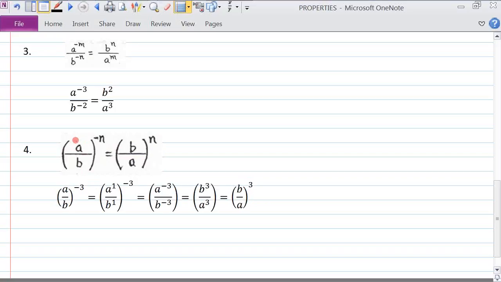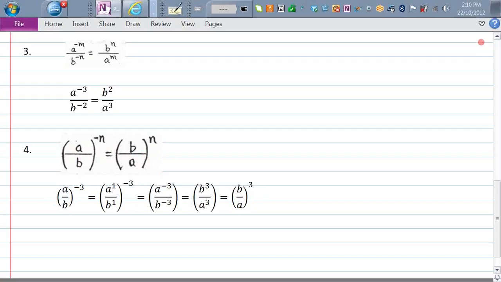And that's what we've done here, and we've just done it stepwise. So we're using minus n, we're using minus 3, n becomes 3, and the fraction flips. And if you look at this stepwise, you understand the reason for this rule.